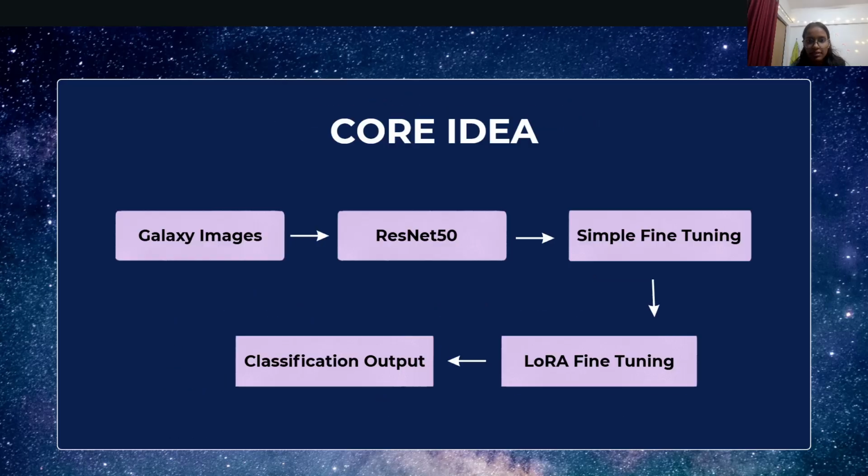Let's move to the core idea of the whole project, the basic overview. So the core idea is simple. We start with ResNet50 pre-trained on ImageNet, use it as a base feature extractor, and then fine tune it using two methods. First, simple fine tuning, and second, LoRa fine tuning. Then we compare both models on the basis of their metrics like accuracy, F1 score, and training time.